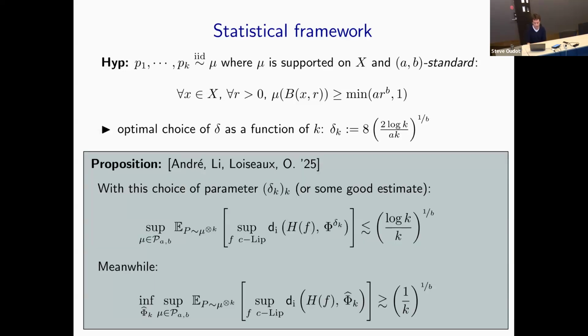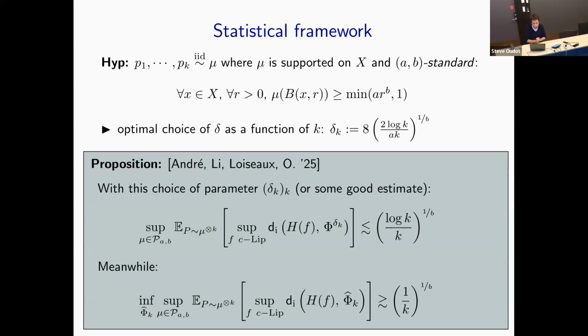So now what we show is that if you know A and B, which is not the case in practice, but if you happen to know A and B, then you can select for each number of points K an optimal value for your parameter delta. Let's call it delta K. Okay, and that value is this. Doesn't matter what it is exactly, but it's basically log K over K to the power of 1 over B.